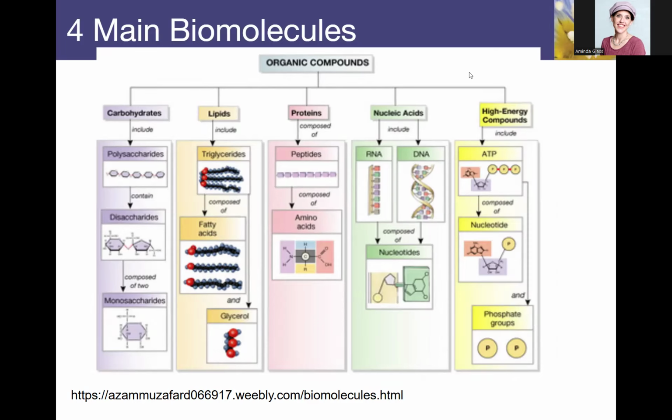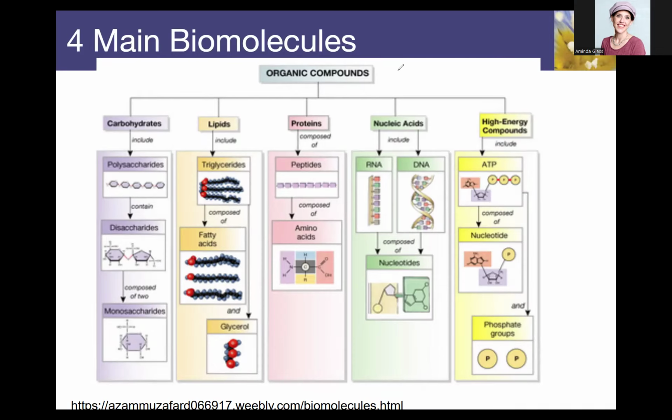All right, welcome to our last class this semester. I want to review the four main biomolecules. So here is an infographic, and you have four main biomolecules: carbohydrates, lipids, proteins, and nucleic acid.